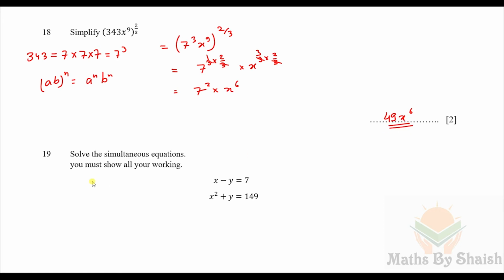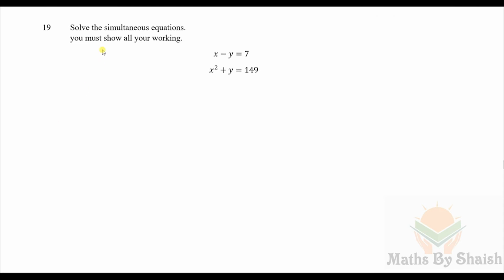Next one is solve the simultaneous equations. You must show all your working. So one is linear, another is quadratic here. We can see there is a y minus and y plus, so the best way is to eliminate y. We'll add both the equations. So we will get x square plus x from here, these two got cancelled, equals 149 plus 7 is 156. Or we can rewrite it as x square plus x minus 156 equals 0.